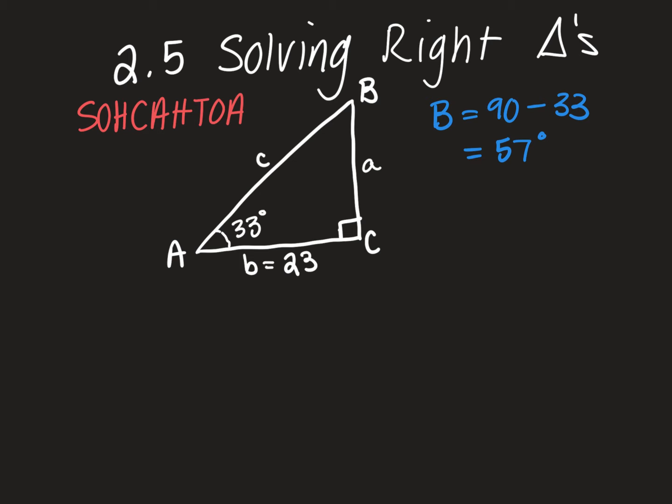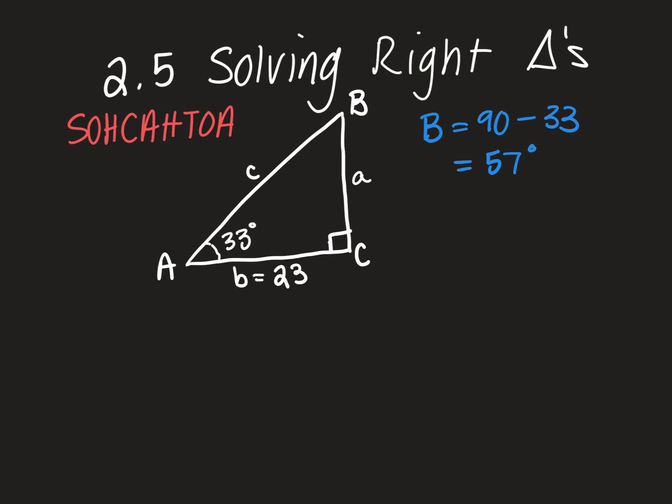Okay, so let's look at angle A, right? We know the angle measurement, and we need to find side A and side C. Let's start with side A. So we have to use this angle and this side. Let's make A our reference angle. What trig function will let us use sides A and B? Tangent, right?